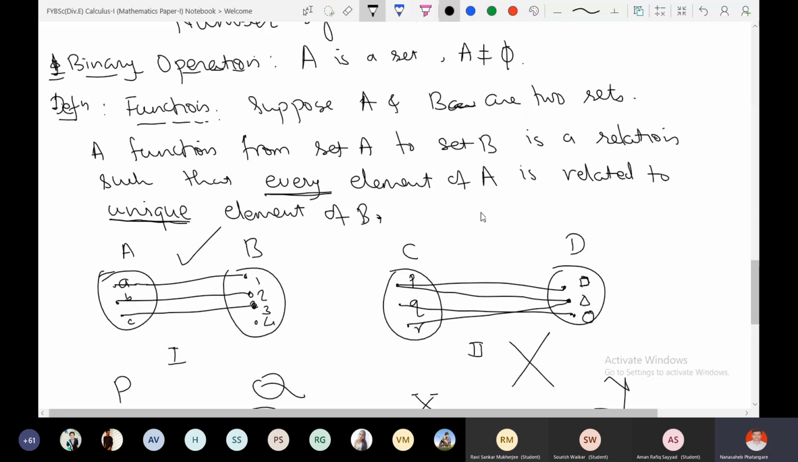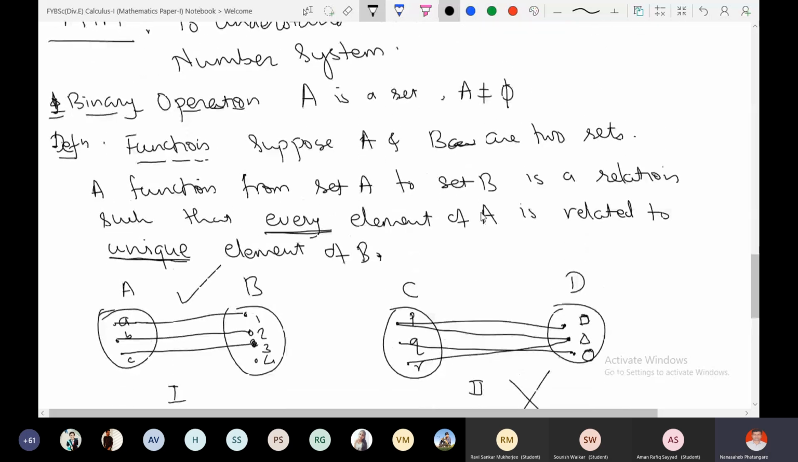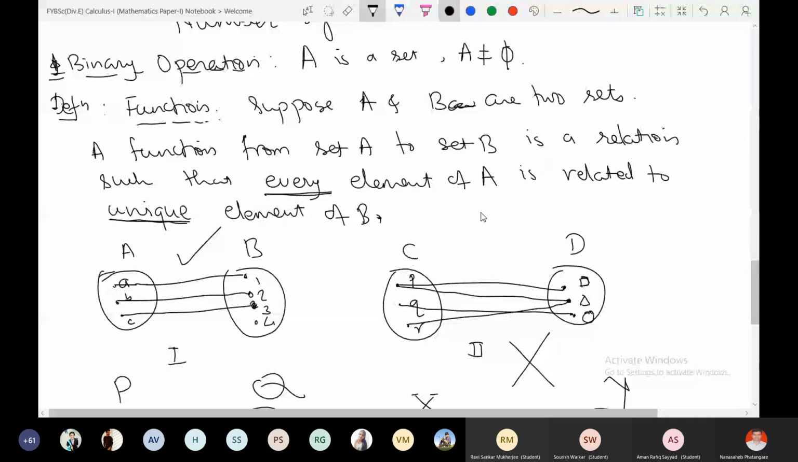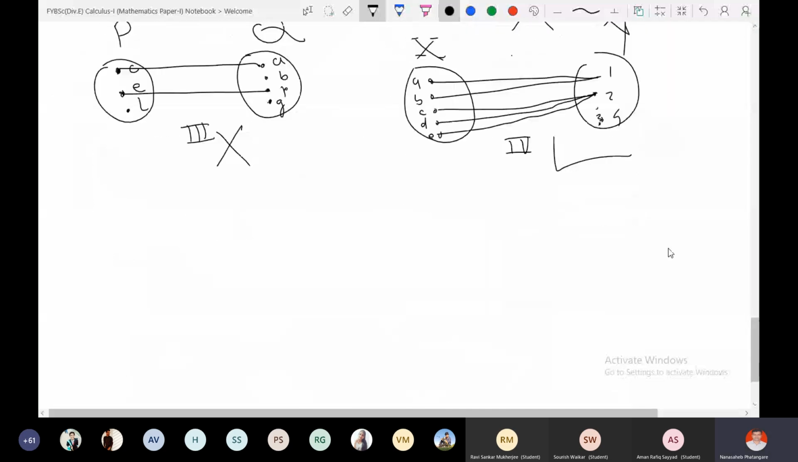And therefore now the definition of function is clear. Is it clear? Yes, clear sir. Very good. So the definition of function is clear. Now I will tell you further about function.